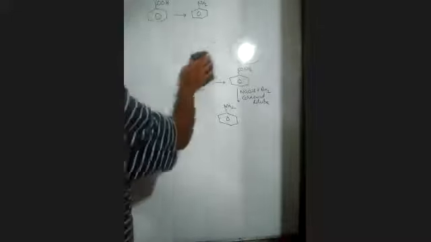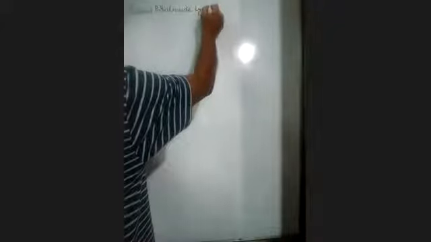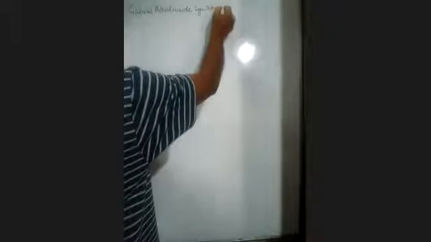So now we'll do another important method, which is there in your syllabus. It is called Gabriel phthalimide synthesis. Look at the spelling, it starts with P. Phthalimide synthesis.